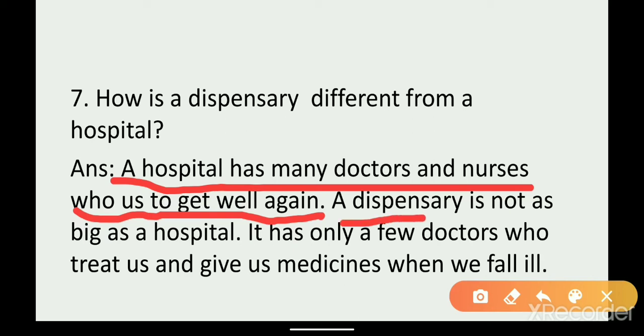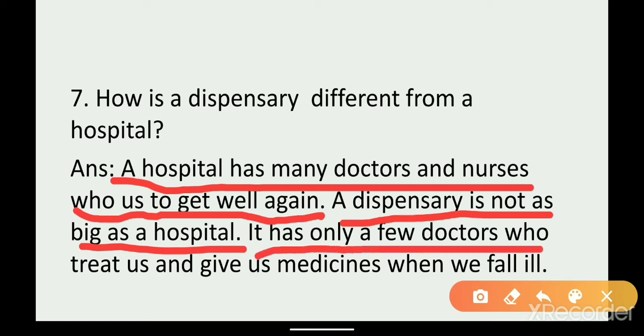A dispensary is not as big as a hospital. So a dispensary is not as big as a hospital. It has only a few doctors who treat us and give us medicines when we fall ill. So a dispensary has only a few doctors who treat us and give us medicines when we fall ill, and a hospital has many doctors and nurses who help us to get well again.